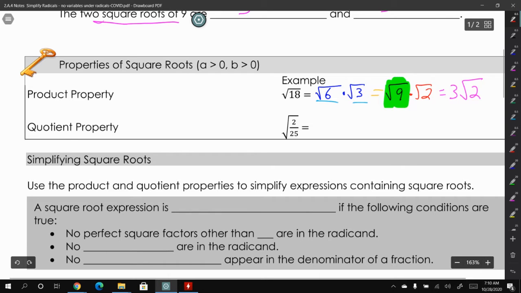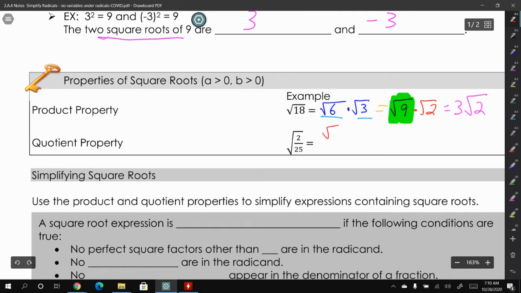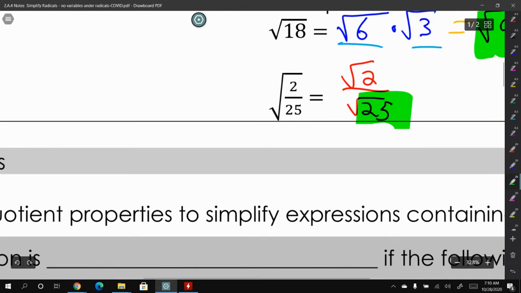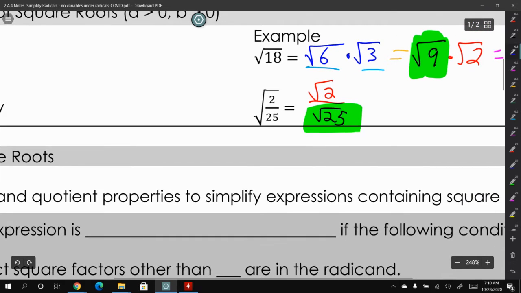The quotient property allows us to separate these square roots. So we get the square root of 2 divided by the square root of 25. Well, now we know that we have the square root of 25 on the bottom. We can simplify that and give us the square root of 2 over 5. The quotient property allows us to do that.